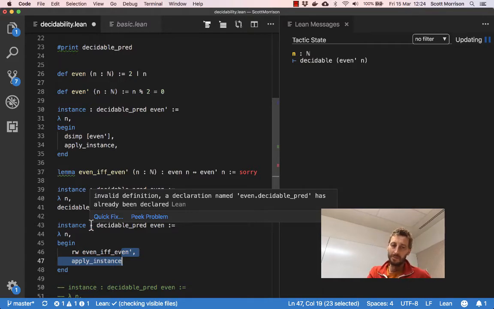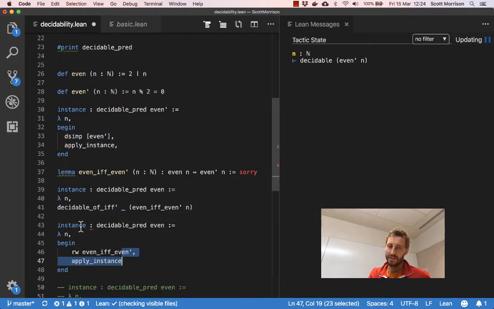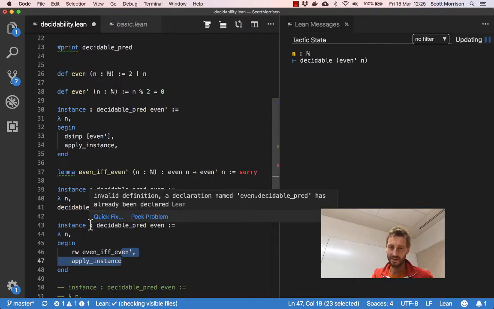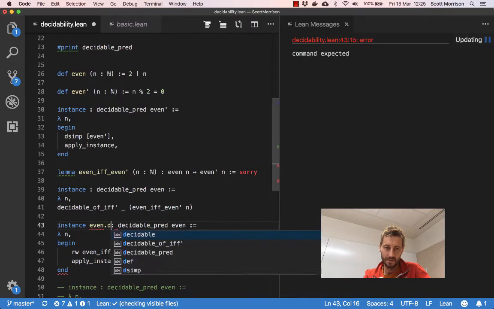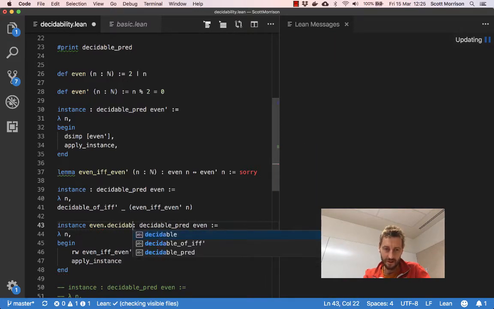What's going on? When you're defining instances, people often just leave out the name of the instance, because instances generally won't be referred to by humans. They'll just be inserted into expressions automatically by type class inference. You arguably don't need names for these instances. The problem is Lean's algorithm for naming anonymous instances is pretty dull. It just smushes things together. And so this previous instance got given the same anonymous name. So we just have to give this one our own name.